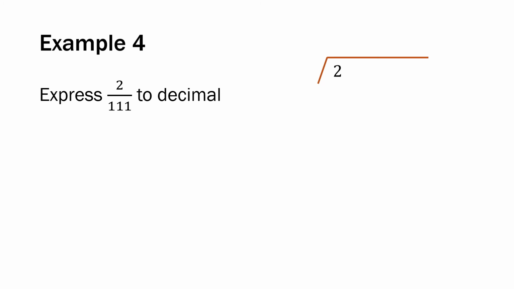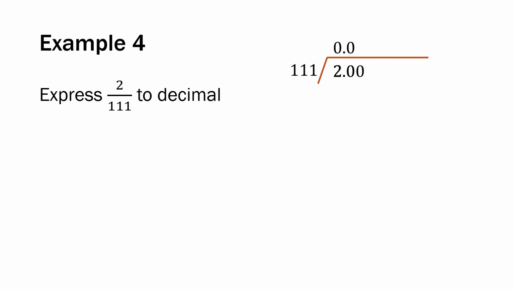Okay, let's have now the last example. 2 over 111 to decimal. So we need to express that into decimal. So 2 is your numerator divided by your denominator 111. So in the process, you need to use 0 because 2 cannot be worked out. So it would be 0. So 20 divided by 111, you cannot do that again. So it will lead you to this one. So you need to express another 0.